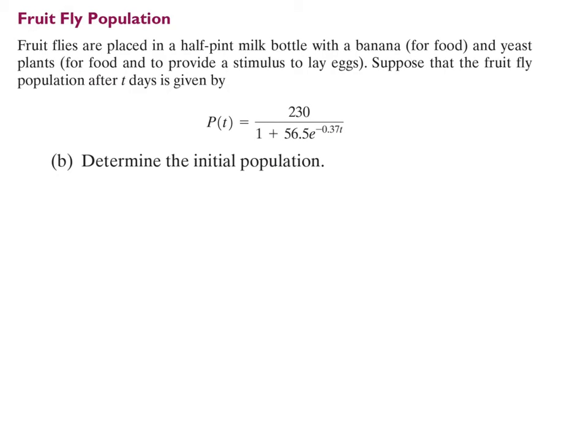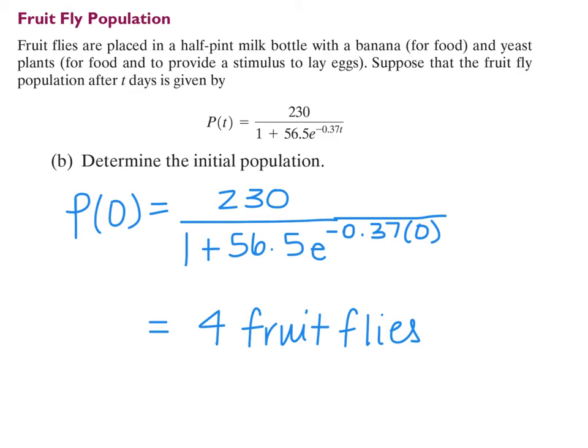And now my second step is to determine the initial population. So that's when time is 0. So I'm going to plug in 0 for t and figure out what that's going to be. So I use my calculator and I actually get a nice number. So it starts with 4 fruit flies.